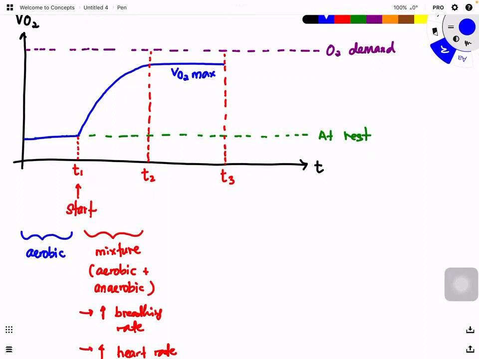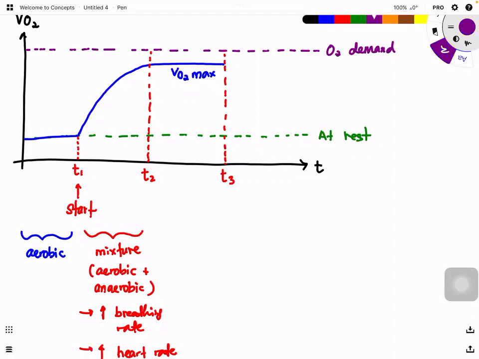It is the maximum volume of O2 that can be supplied to you. You cannot increase anymore because our lungs have a certain limit. Our blood has certain limits. Our heart cannot continue to pump more, and in this case, cannot.